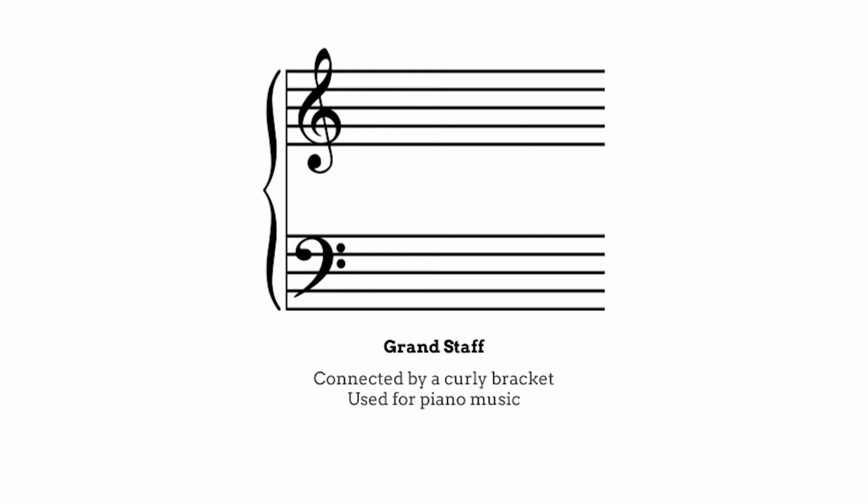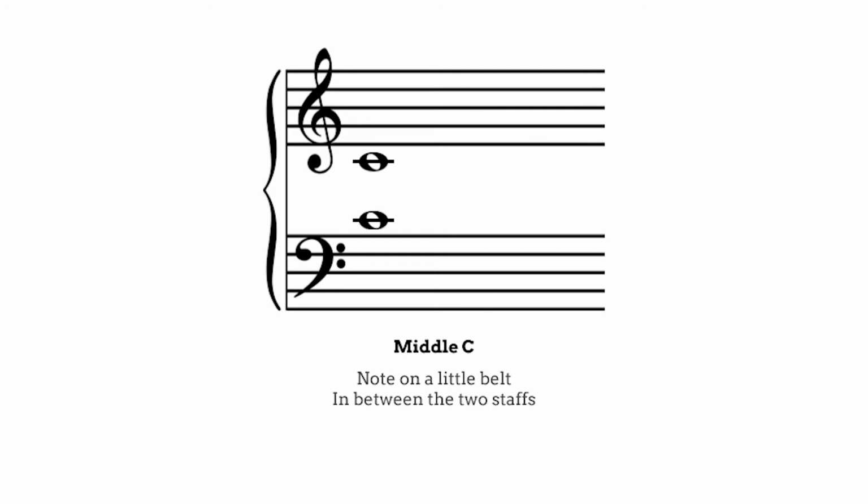You already know about middle C, but how do we write it on the grand staff? It turns out middle C is special, and it's always written with a little belt in between the staffs. This is middle C, and this is also middle C. They both have a little belt, and they both are in between the staffs.